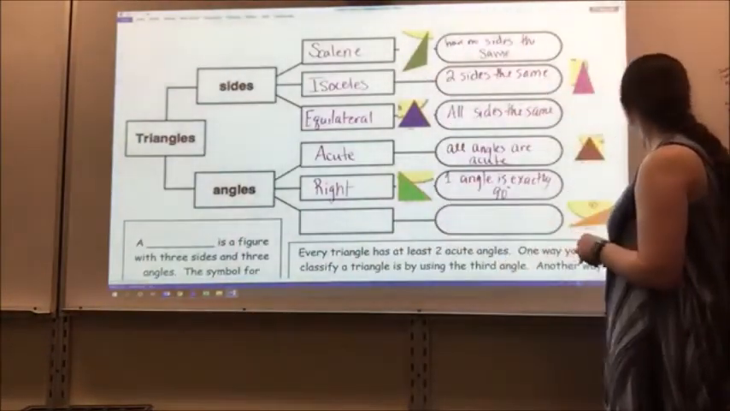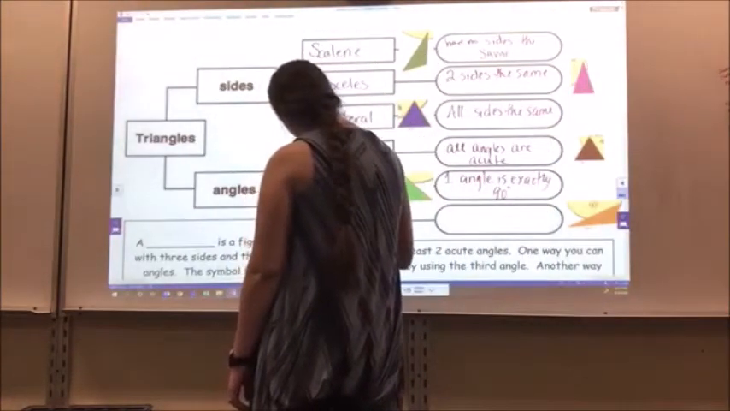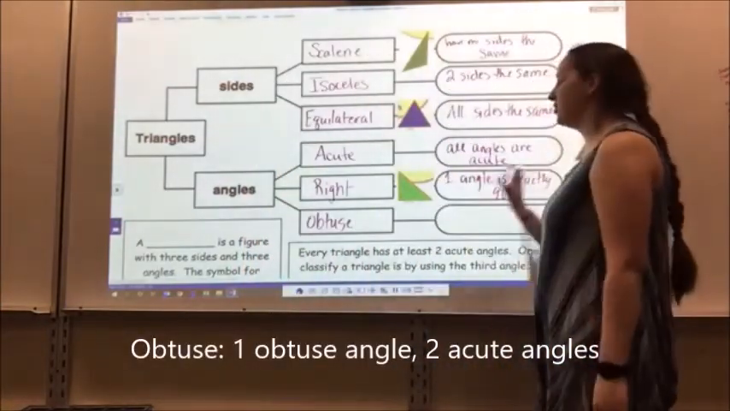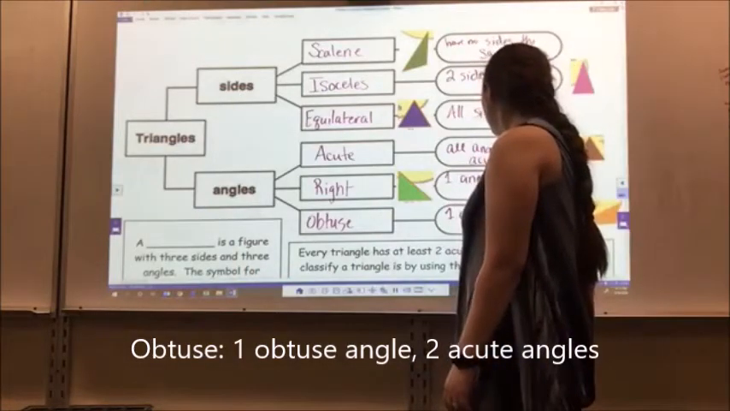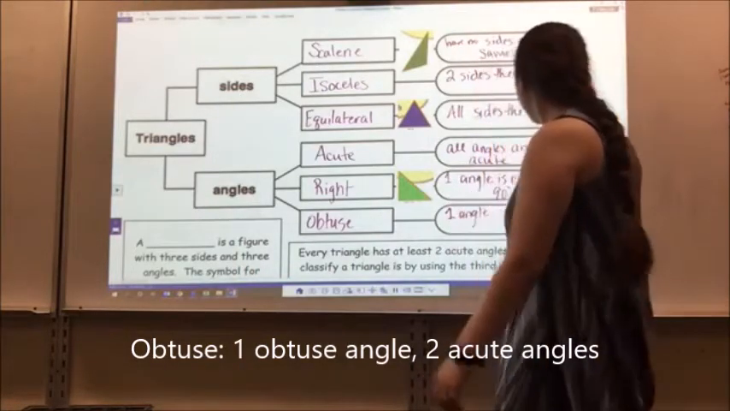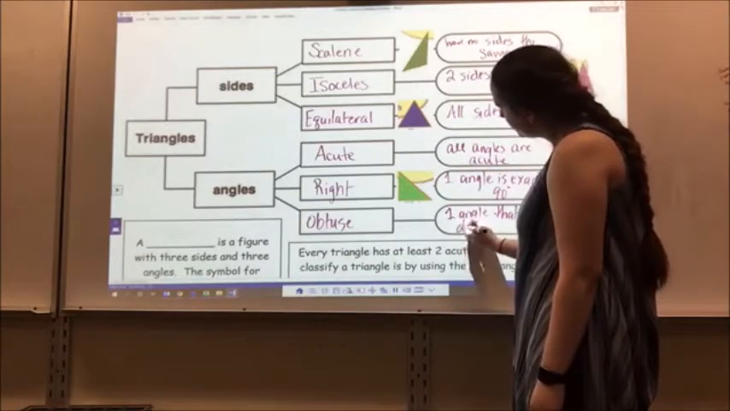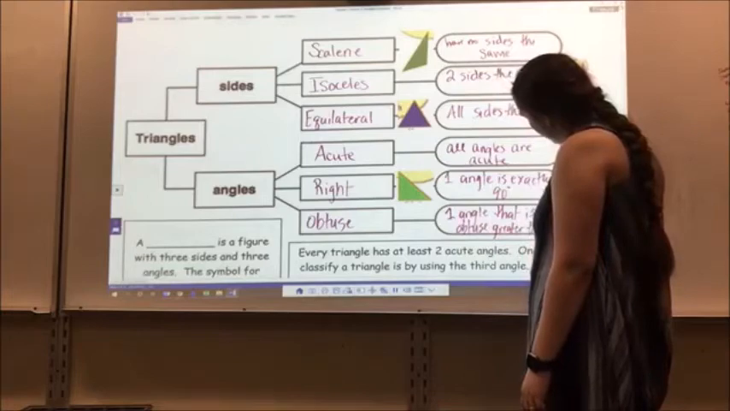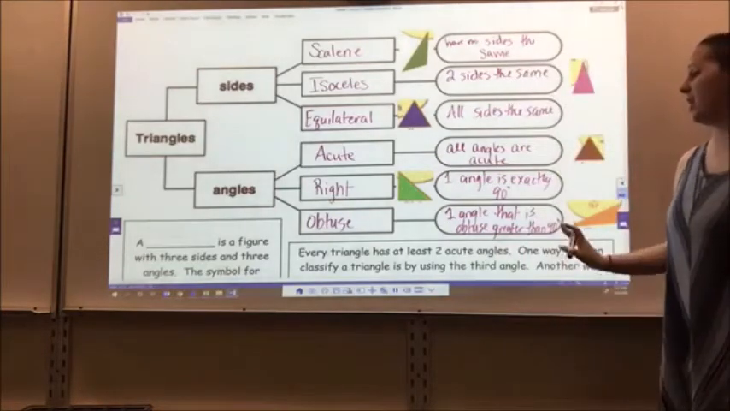And then the last one is an obtuse triangle. Just like an acute triangle has to have all angles that are acute, an obtuse triangle has one angle that is obtuse. That means greater than 90 degrees. One angle that is greater than 90 degrees is an obtuse angle.